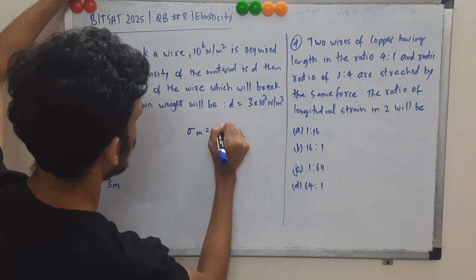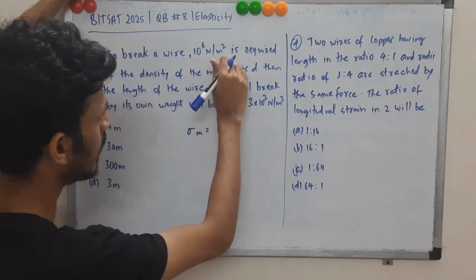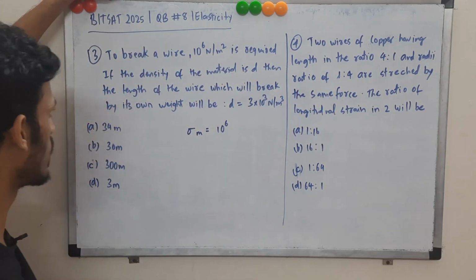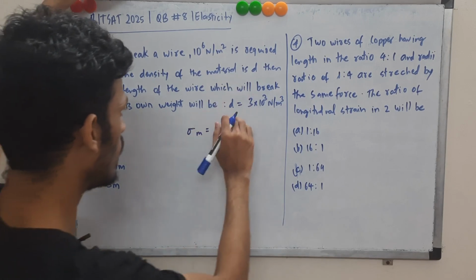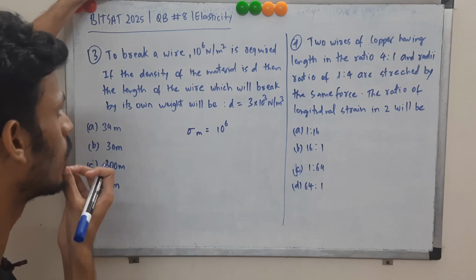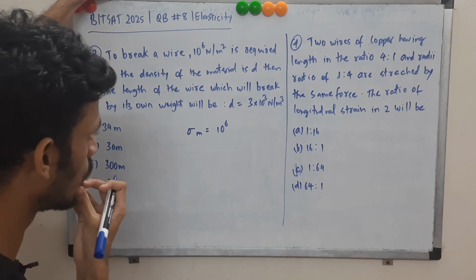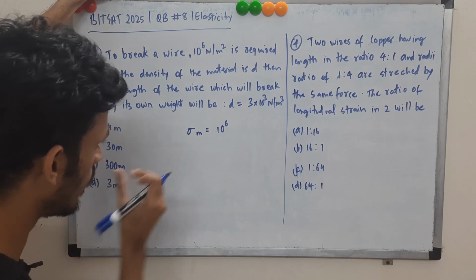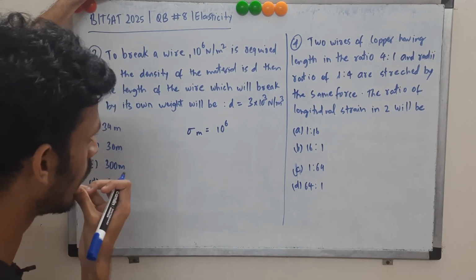So sigma max is 10 to the power 6 Newton per meter square, right? Force per unit area is stress. So density D is given, 3 into 10 to the power 3. You are supposed to tell the length of the wire which breaks under its own weight. So from the maximum stress, you are supposed to tell what is the length.